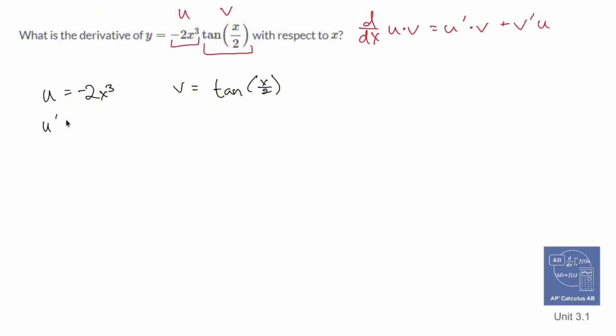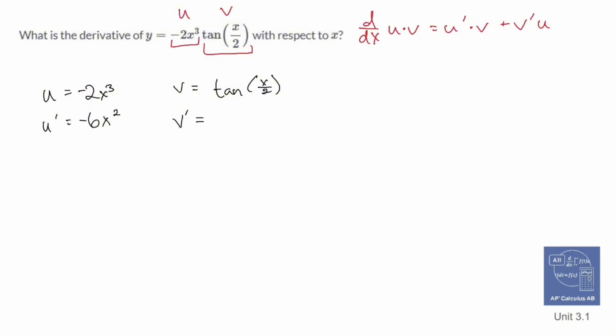U prime is going to be power rule. Drop the 3 down, multiply it to negative 2, so negative 6, and then subtract 1 from 3, x squared. V prime is our good old friend, the chain rule. So in this problem, even though it's 3.1 and you're thinking, isn't 3.1 chain rule? Why is this guy using product rule? Well, sometimes you have to do both. And in this case, you do have to do both.